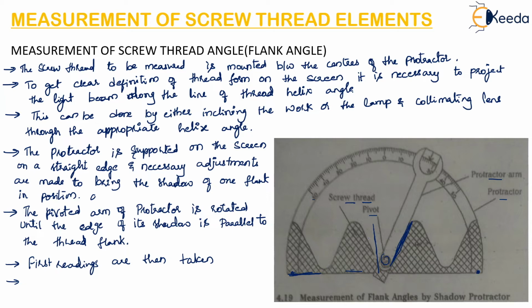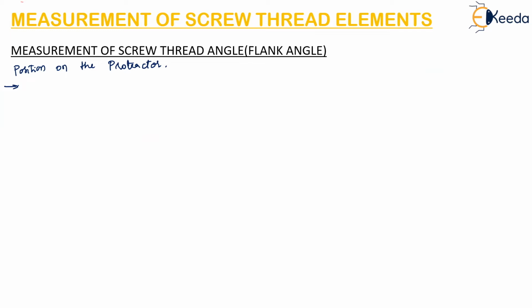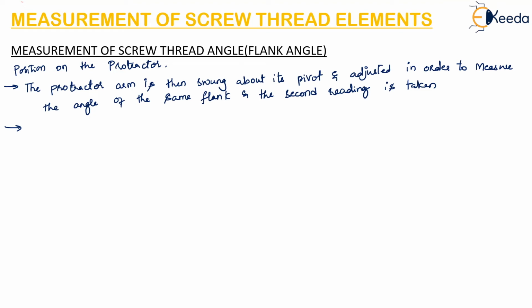So after moving this in the perpendicular direction, it will be brought into position with the protractor for the next readings. After placing the shadow of the screw in position with the protractor, the arm of the protractor, that is the pivoted arm, is then swung and adjusted in order to measure the angle of the same flank, and the second reading is taken. Then we have to find the mean of the first reading and the second reading.